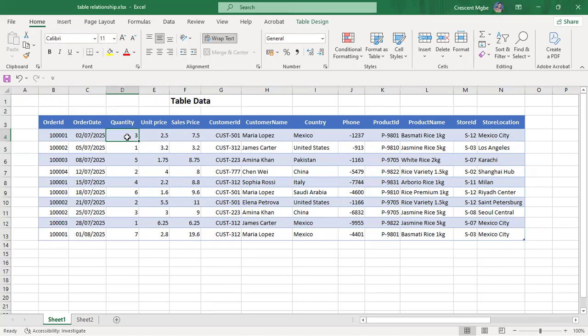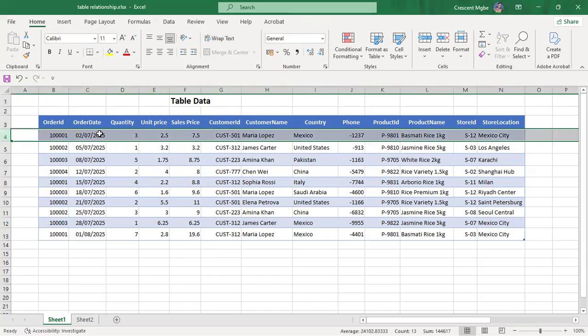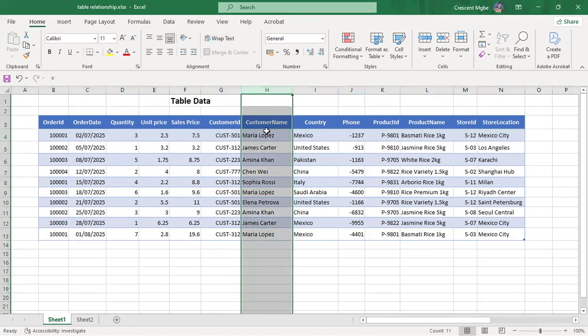So 2.5 times the quantity will give you the sales price. Then this is the customer ID, the ID of the customer that placed this particular order. And this is the name of the customer that placed this order. Then this is the country where the customer came from, Mexico.